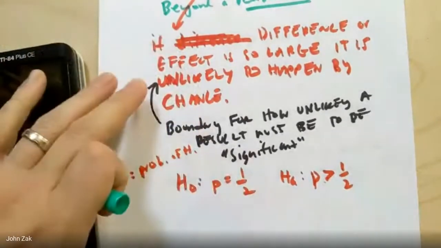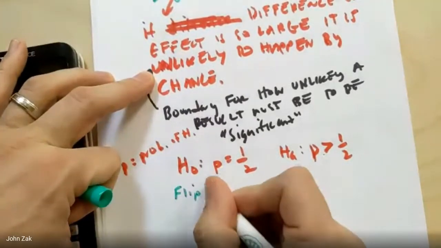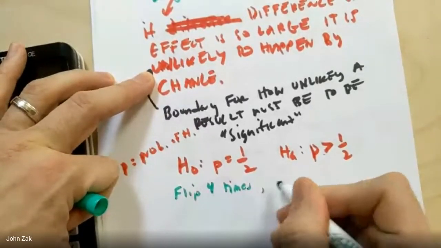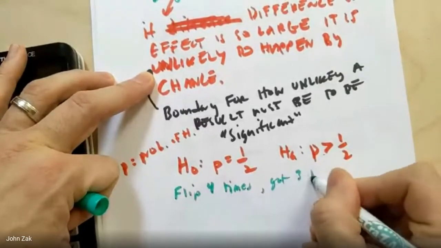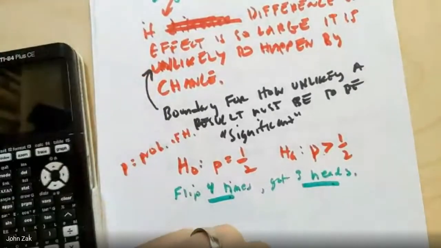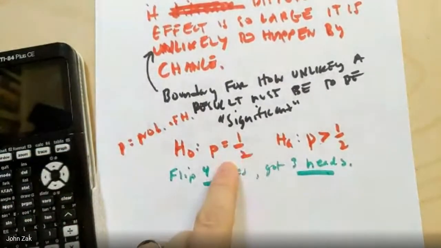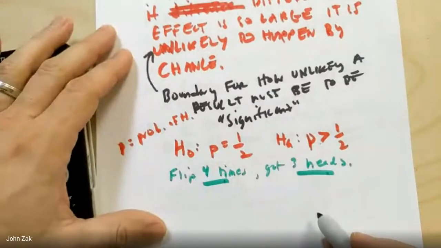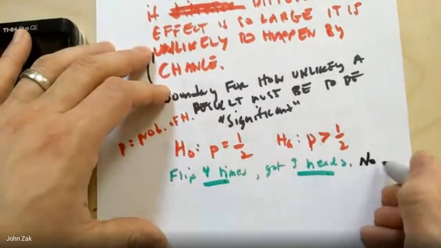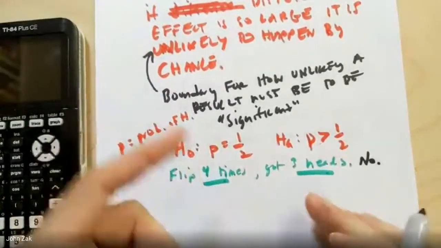Well, let's say someone flipped a coin. They did a flip 4 times, and they got 3 heads. Is that going to be considered significant evidence to reject the null hypothesis? Now, Akira, I'm with you. I agree. The answer for this should be no. That's why. It's not that hard to get 3 heads in 4 flips, right?